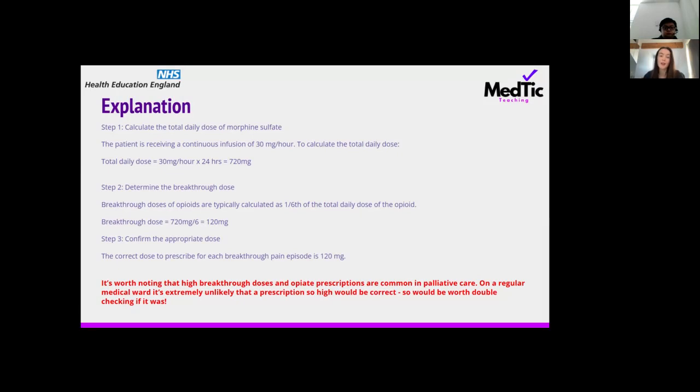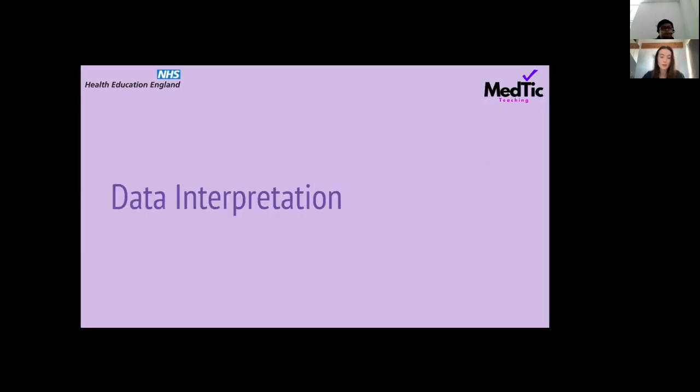It's worth mentioning, if you're on a normal ward and you work out that somebody's breakthrough dose would be 120 milligrams, it would definitely be worth double, triple checking that, because this is a palliative care question. That would be a really, really high dose of morphine to give your average Joe. So in palliative care questions, if you get an answer like that, that would probably be reasonable. But if it's saying this person's on a ward, you might want to recheck your answer. So, any questions about that one at all? If not, we'll go on to data interpretation.